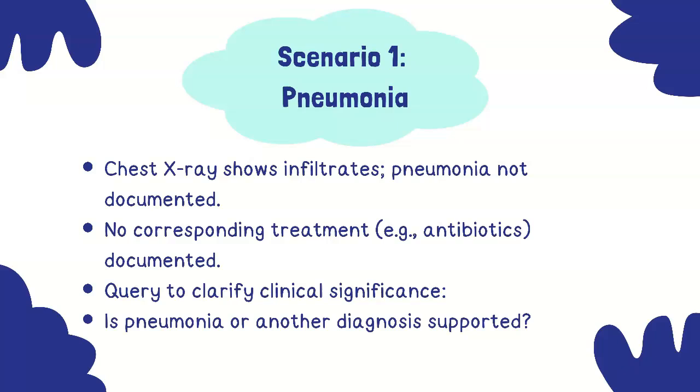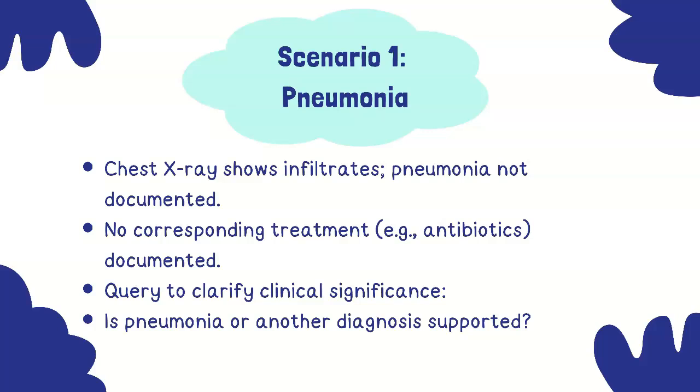So I couldn't put the entire scenario on the slide because I didn't want it to be too busy. So I'll just cover some background information. We have a chest x ray that reveals infiltrates, suggesting some type of lung infection, pneumonia, but the provider's documentation doesn't explicitly diagnose or mention any corresponding treatment. In this case, a compliant query is appropriate to clarify the clinical significance of the infiltrate.